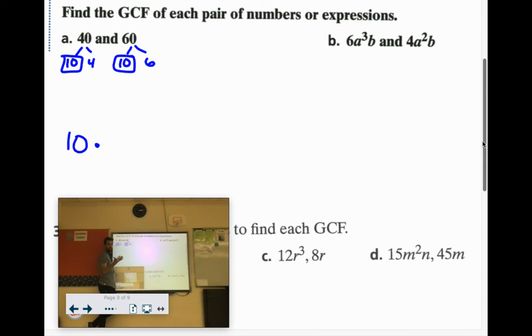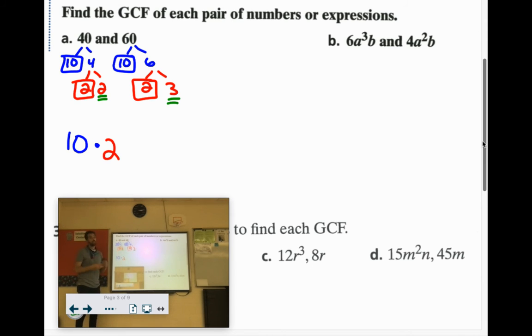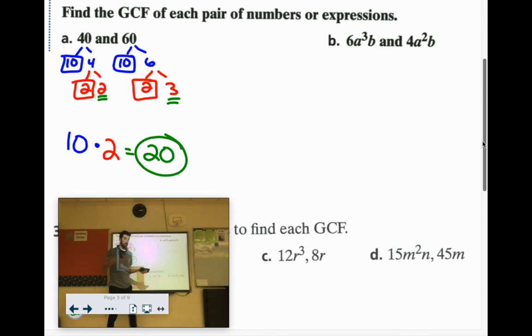Yeah, they're both even. So 4 is 2 times 2, and 6 is 2 times 3. They have a 2 in common, so bring it down. Then you look at what's left. 2 and 3, do they have anything in common except for 1? No. So this is it. 10 times 2 equals 20, which is the same thing we got with all those branches too.